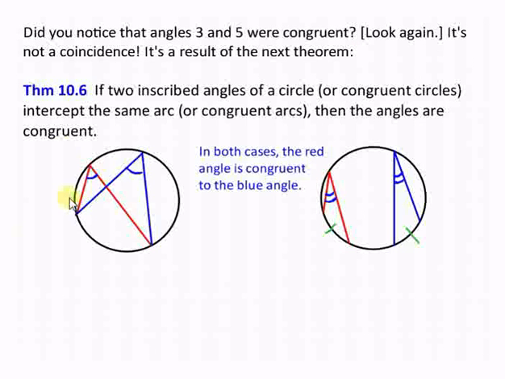Okay, and I hope that again the diagram is clear enough for you. If I have two different inscribed angles, they're both inscribed because their vertex is on the circle, but they intercept the same arc, they have to be equal to each other. It's also true if they intercept different arcs, but the arcs are congruent.